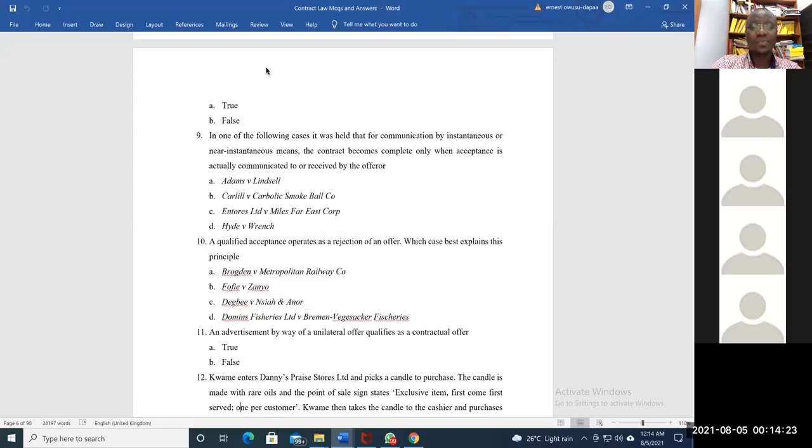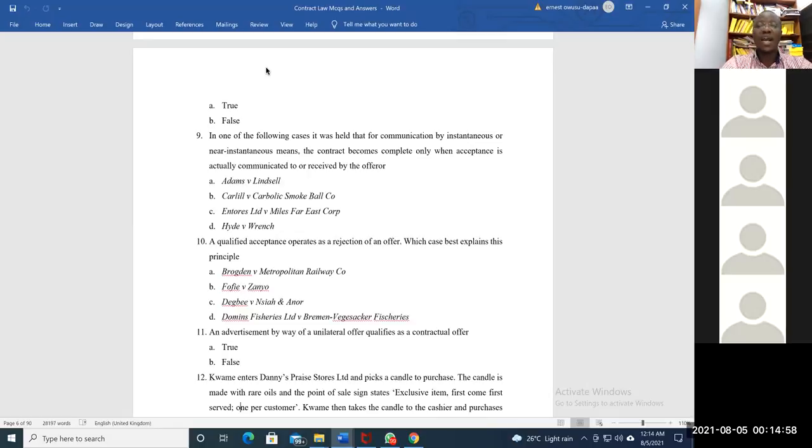Then Entores Limited against Malfires Corporation. Of course, that is the locus classicus in which the court made the point that the postal rule does not apply to instantaneous modes of communication. Over there, the medium was like the telex, and the court said that the other party, that is the offeror, must actually receive, must actually hear the communication of acceptance before same will be considered to have taken place.